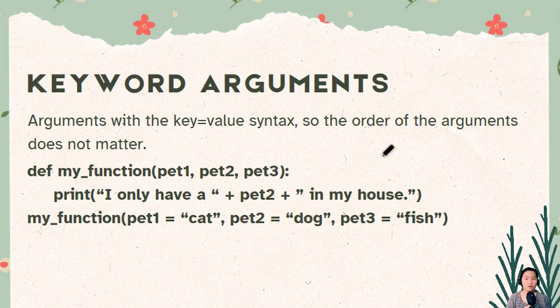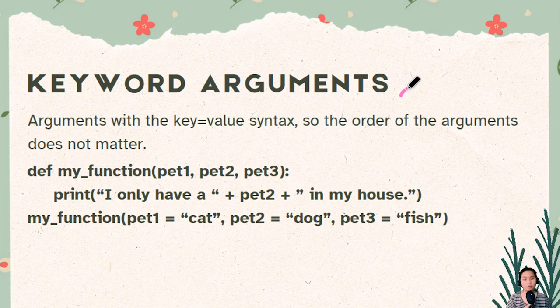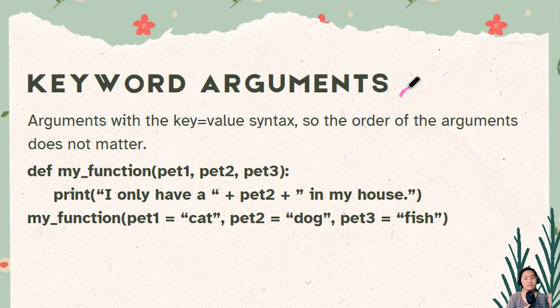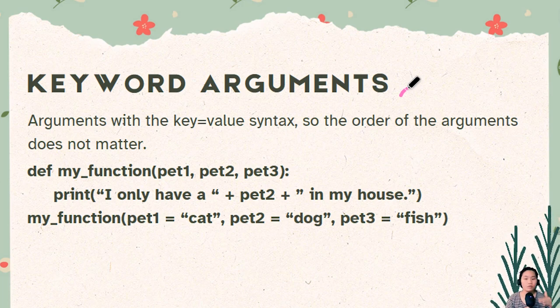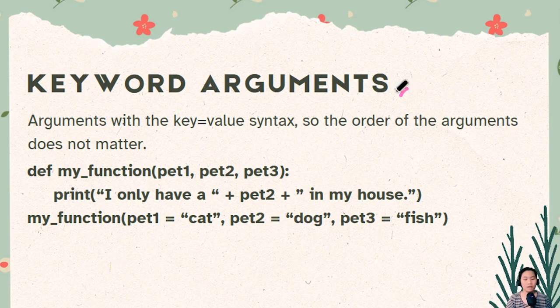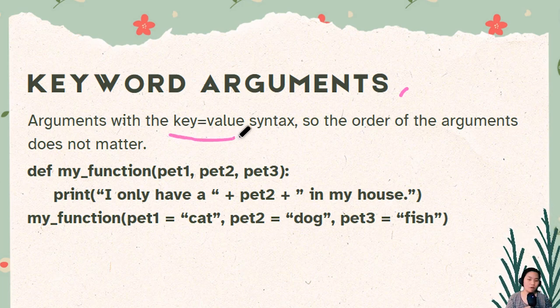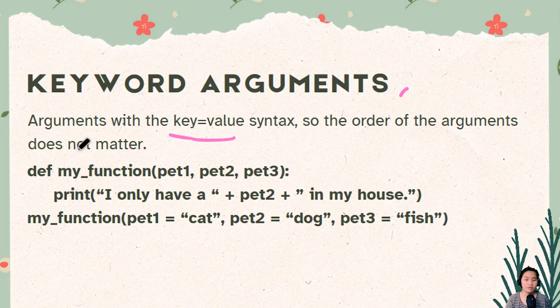Let's move on to the last part, keyword arguments. This is not the end of arguments, okay? We're just going through the surface, and we're gonna dive deeper into arguments, syntaxes, and varieties in the next lesson. With keyword arguments, you can pass in this format, key equals value syntax, so the order of the arguments does not matter. We have def my function, our parameters are pet1, pet2, and pet3.